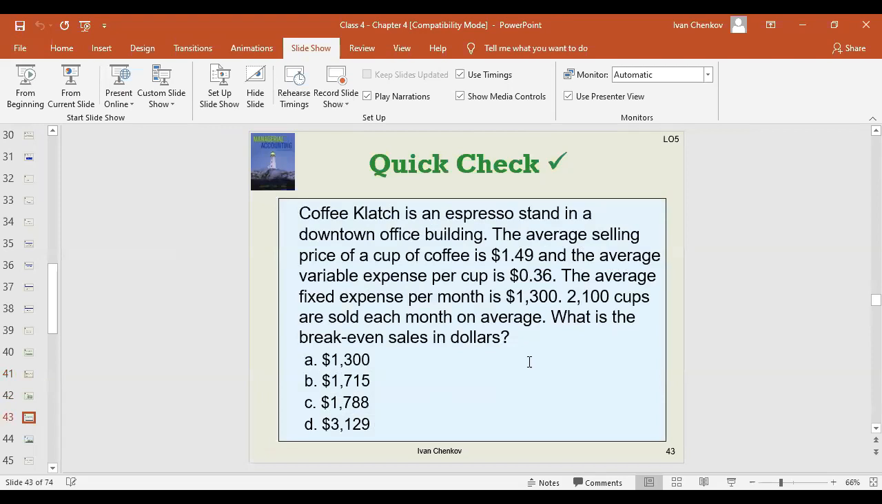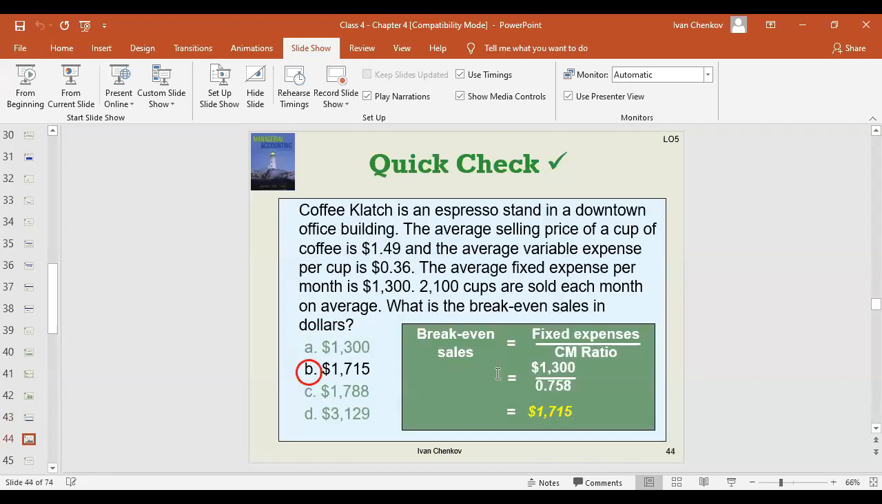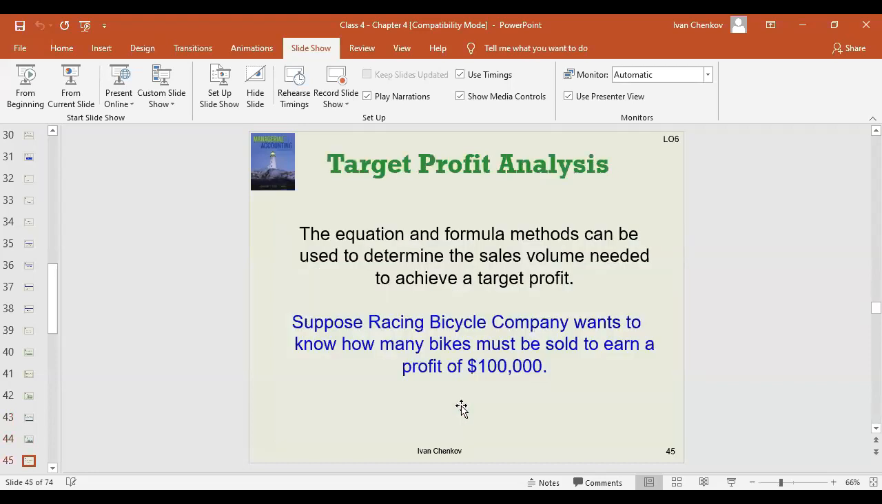Sales. Let's go to sales. Now you're still going to use the fixed cost, but your denominator will be the contribution margin ratio, which we calculated a few minutes ago. It's 1,750, letter B. Good job. So, target profit analysis. Once we know the break-even, we add whatever profit we want to make, and we still apply the formula, correct?